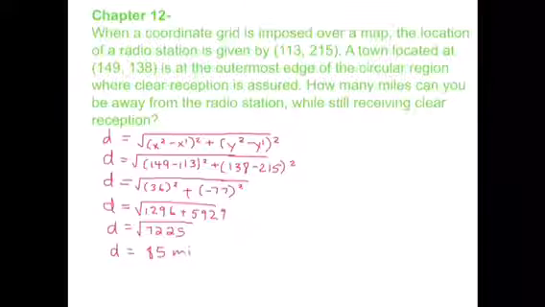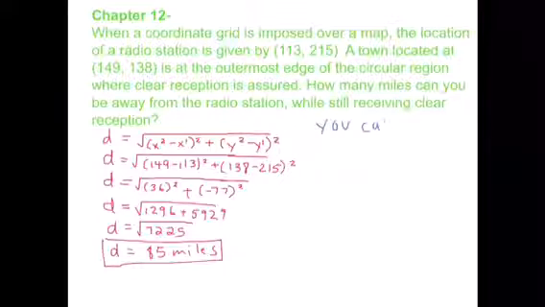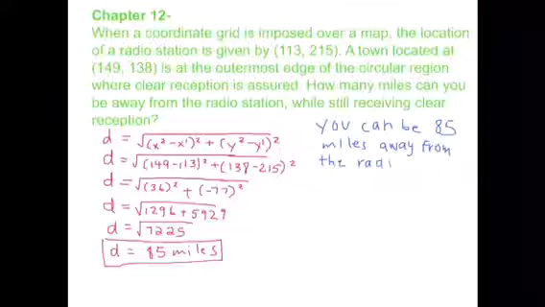My final answer comes out to d equals 85 miles. But again, since this is also a word problem, I'm going to write it in a sentence, which will be, you can be 85 miles away from the radio station while still receiving clear reception.